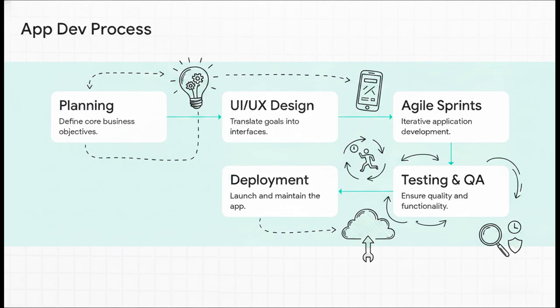Step 1 is planning and strategy, which is where we establish that core business objective. Step 2 is UI and UX design, where we translate those big goals into actual visual interfaces. Step 3 relies on those agile application development sprints we just talked about. Step 4 ensures everything actually functions through rigorous testing and quality assurance. And finally, Step 5 covers deployment and ongoing maintenance. Every single phase here relies entirely on the success of the last one to create a reliable, business-focused solution.